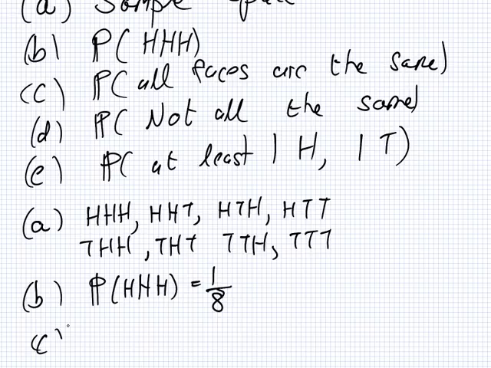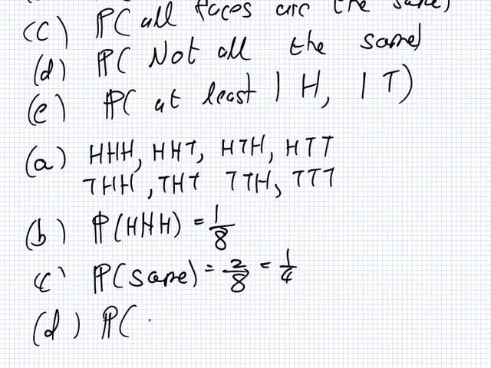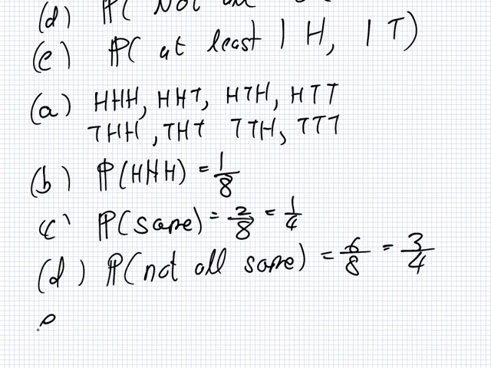Now, probability that all faces are the same. That's heads, heads, heads, or tails, tails, tails. So the probability that they're all the same will be 2 over 8, which is 1 over 4. Now, not all the same. That means not getting this, which means 6 over 8 or 1 minus that one. So the probability of not all the same will be 6 over 8, which is 3 over 4. That was D. And lastly, E, at least 1 heads and 1 tails.